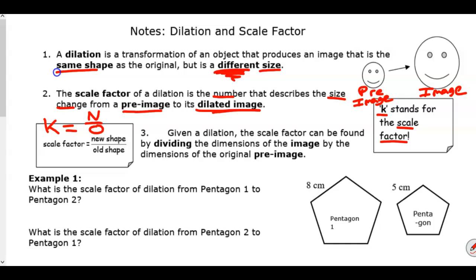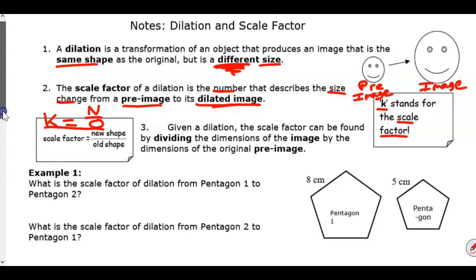K-N-O-W. Now, the W's gone. So you got to know K-N-O. K equals N over O. Okay? Now, this is old, right? You probably learned this a long time ago. New over old is your scale factor. Cool? So, example 1.